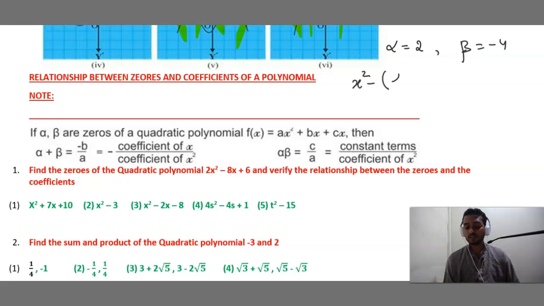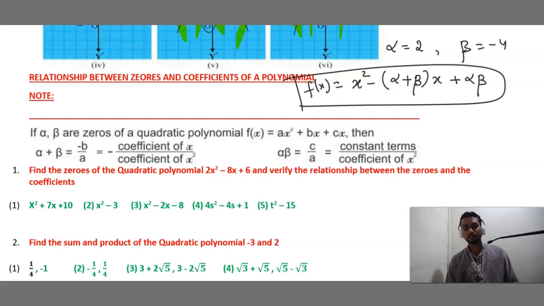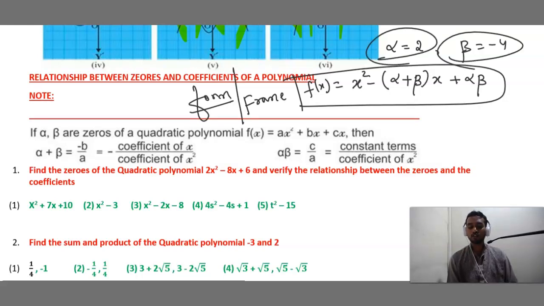X square minus sum of zeros, sum of zeros means alpha plus beta, into x, plus product of zeros. So this is the standard form of the quadratic polynomial f of x. So what is the formula to frame the quadratic polynomial if we know the zeros? X square minus sum of zeros into x plus product of zeros. This is the standard form to frame the quadratic polynomial.